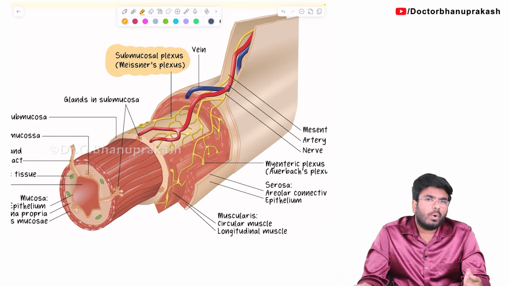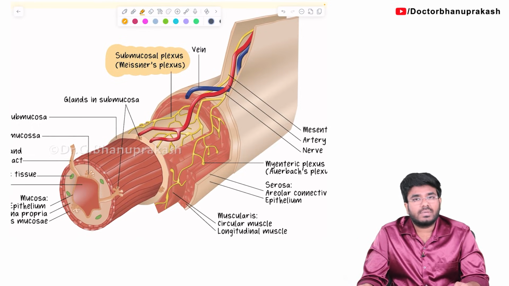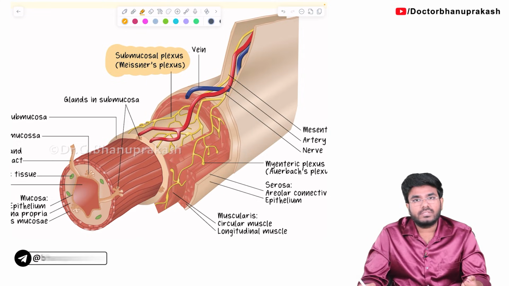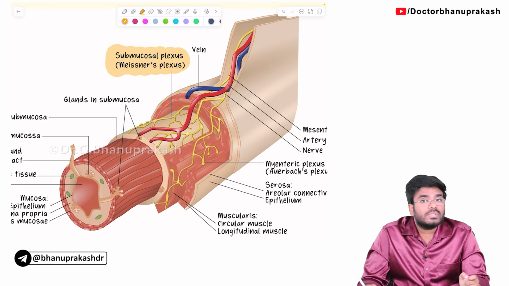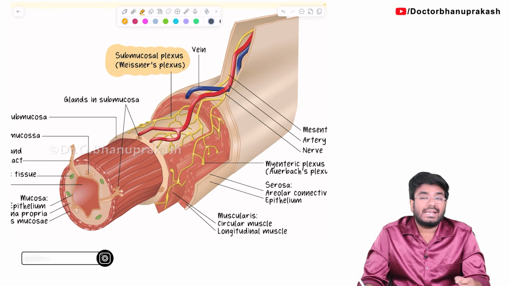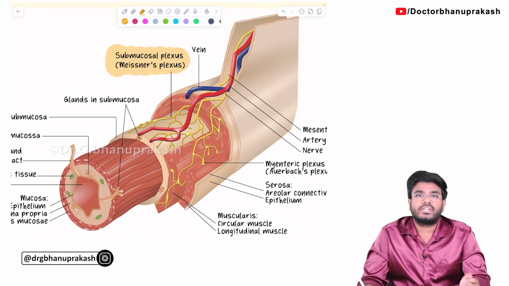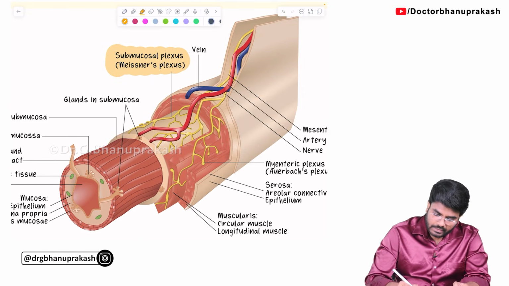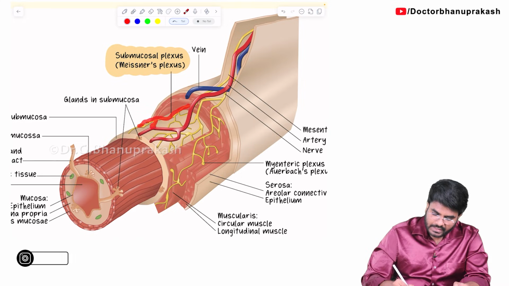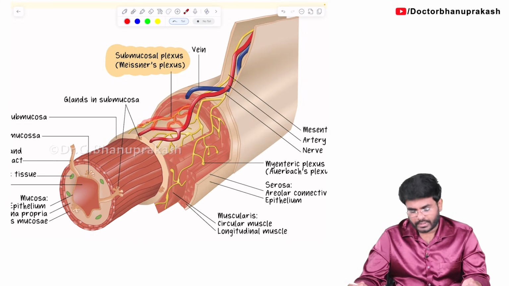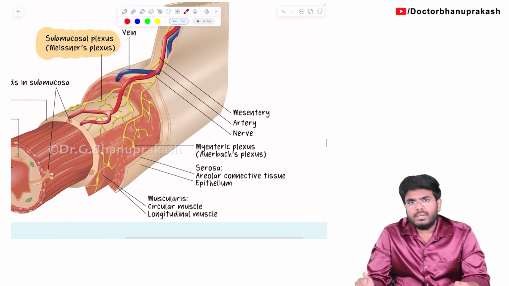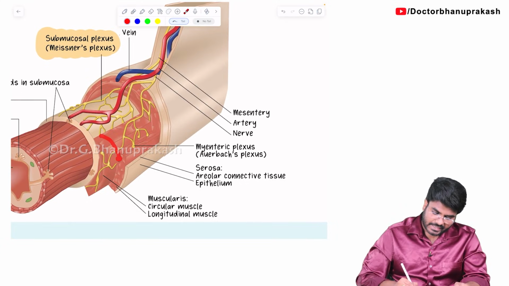Now, the question is, what is the importance of this Meissner's plexus or the submucosal plexus? There are millions and millions of neurons. This submucosal plexus helps in the GIT secretions, glandular secretions, mucus secretion. So these are the nerves which are mainly helping in the secretions in the GIT. Now, back to the submucosa, there is this muscularis layer. Here you can see this muscle layer.